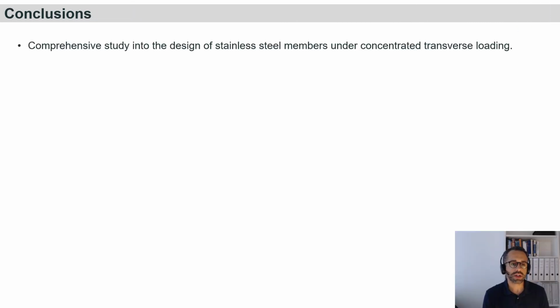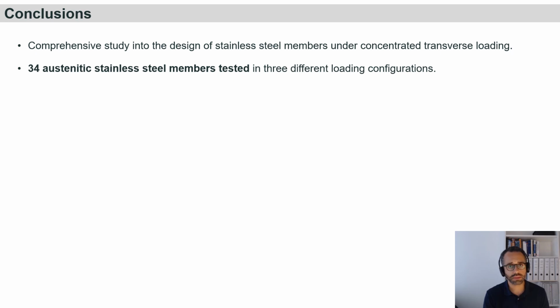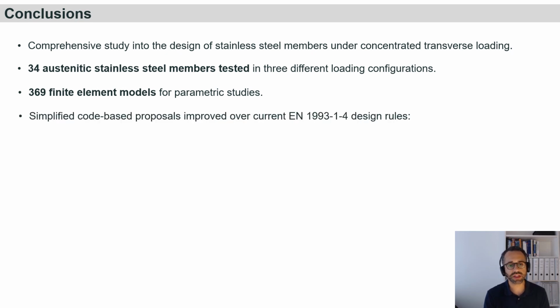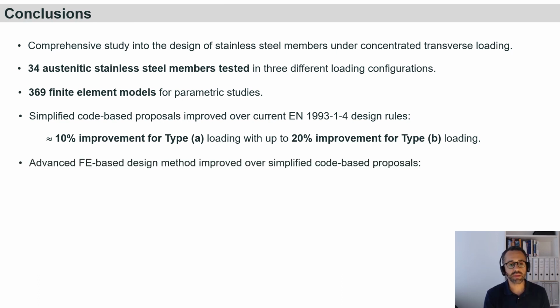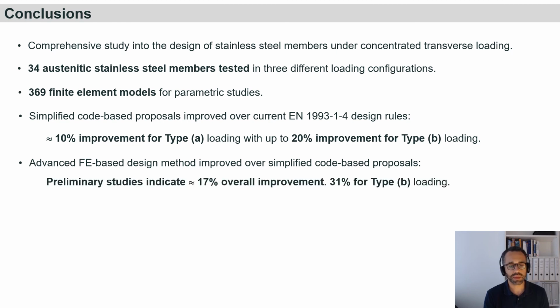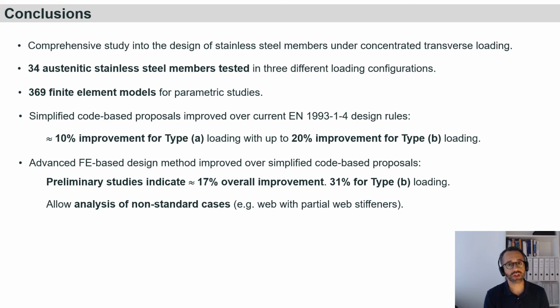So to conclude, a comprehensive study was carried out involving 34 austenitic stainless steel member tests and more than 350 finite element models for parametric studies. Simplified code-based proposals improved over the current design rules, about 10% improvement for type A loading, up to 20% improvement for type B loading. An advanced finite element method was also proposed and shows results improving on the simplified code-based. Preliminary studies indicate about 17% overall improvement, with 31% for type B loading, and it also allows analysis of non-standard cases.